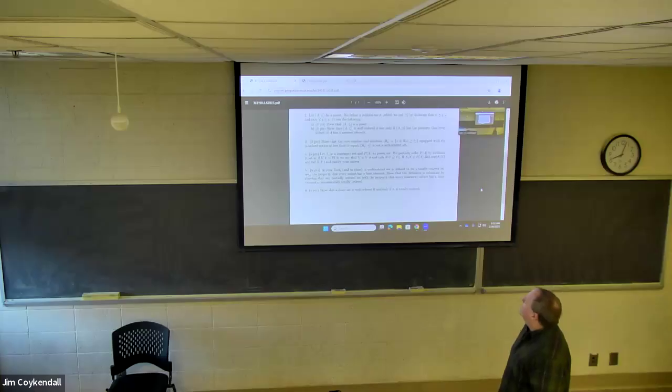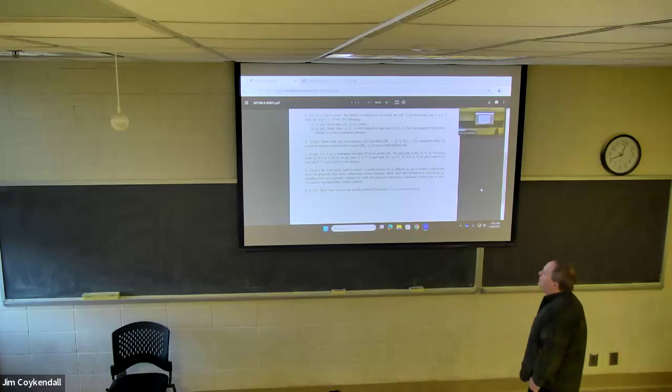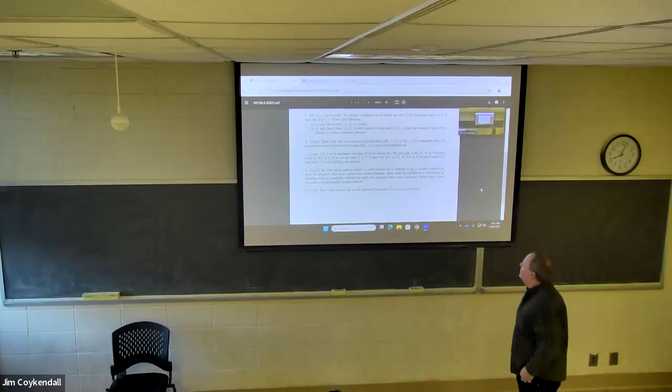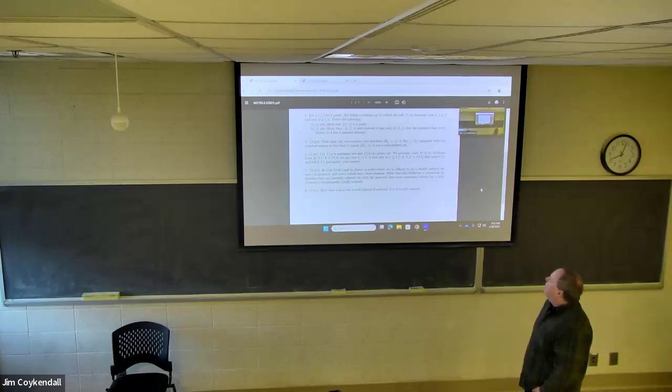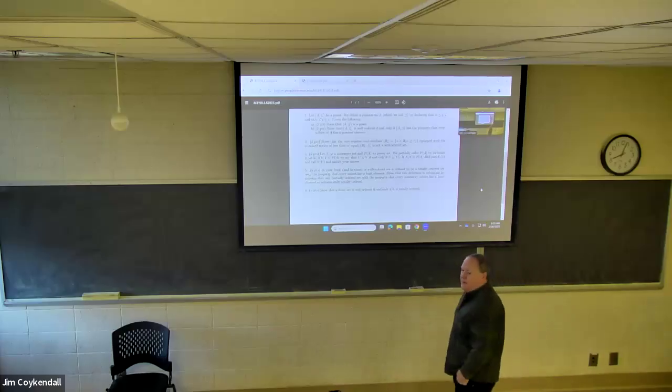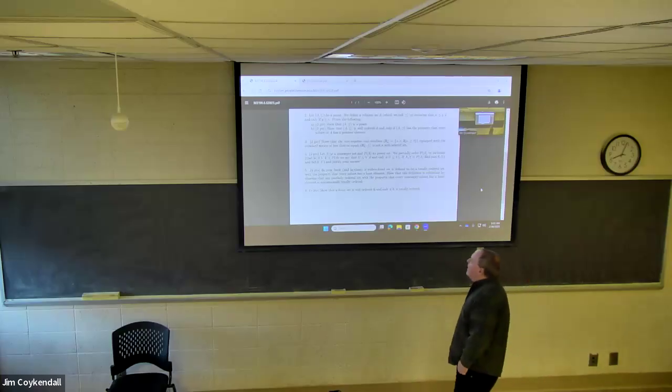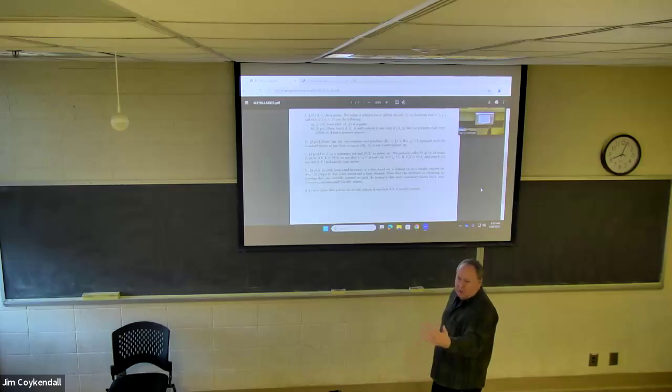Number 4, let A be a non-empty set and P(A) be its power set. We're going to partially order the power set by inclusion. That is, U and V are subsets of A. We say that U is less than or equal to V if and only if U is contained in V. We've done this. This is one of our first partial orderings. If X and Y are in P(A), find the supremum of X and Y and the infimum of X and Y and justify your answer. If you think about it, you might be able to guess what these two are.